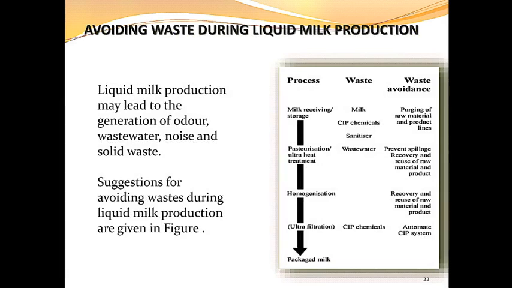Now, avoiding waste during liquid milk production. Liquid milk production may lead to the generation of odor, wastewater, noise, and solid waste, and suggestions for avoiding waste are given in the figure. For the process of milk receiving and storage, the waste generated is milk, chemicals, sanitizer, and wastewater. Next, pasteurization, treatment, homogenization, ultrafiltration, and packaged milk generate milk, chemicals, sanitizer, and wastewater. There are some precautions you can take to avoid waste during milk production.